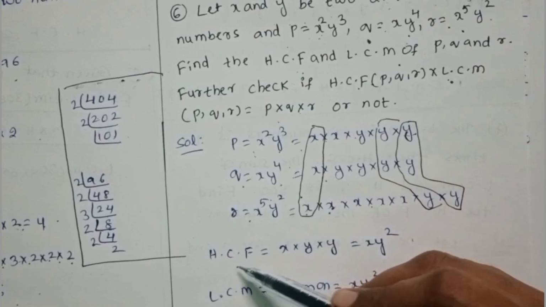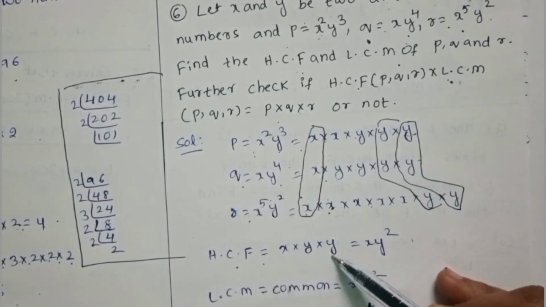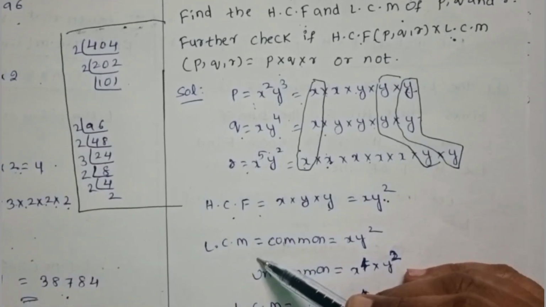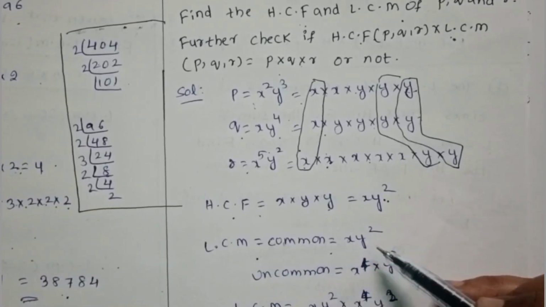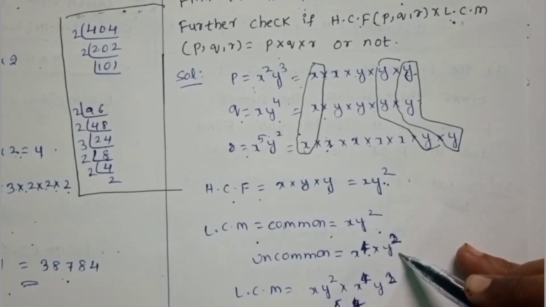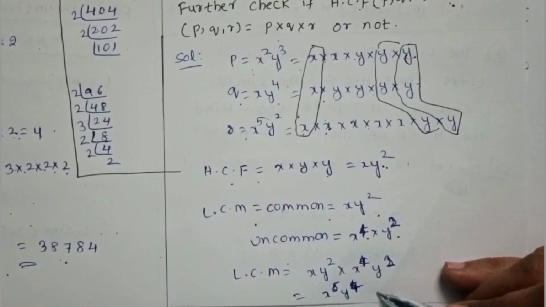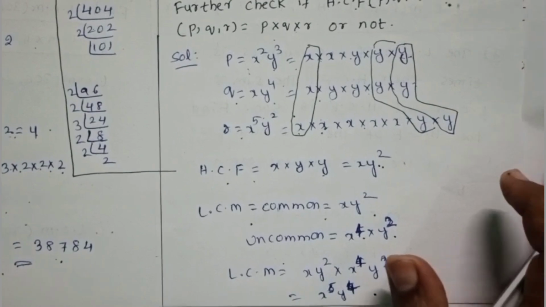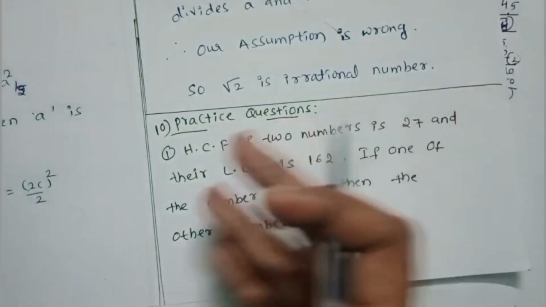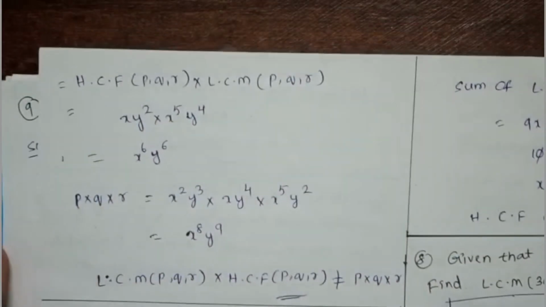Now find the HCF. Take the common factors, x and 2 times y. So x y squared is the HCF. Then find the LCM. Common factors are x y squared. Uncommon factors are x to the power 4 and y squared. So what is the LCM? x to the power 5 and y to the power 4 is the LCM. Now we know the HCF and LCM. Now the product of HCF and LCM.